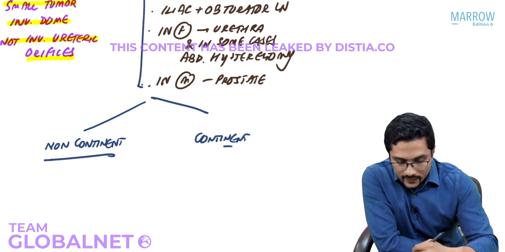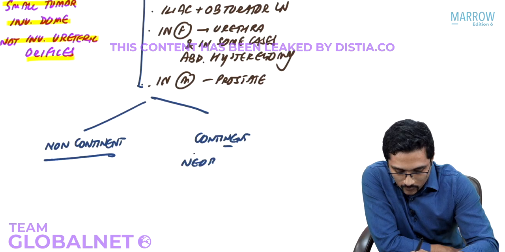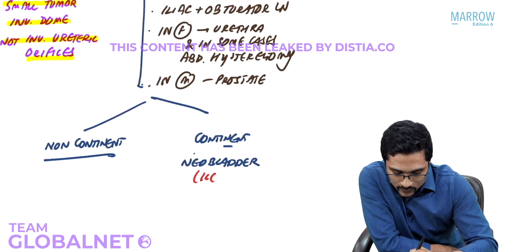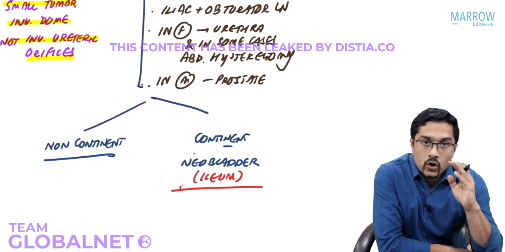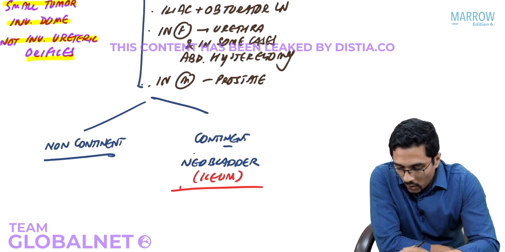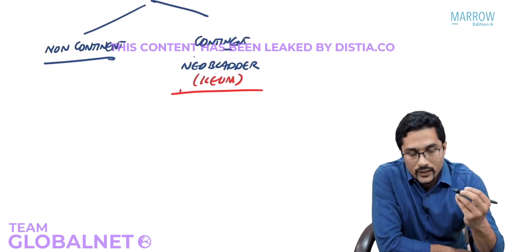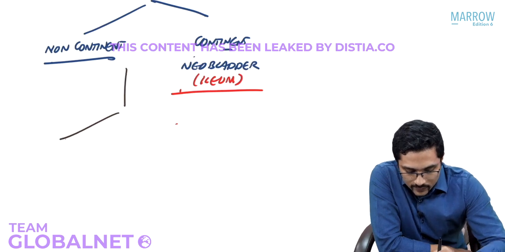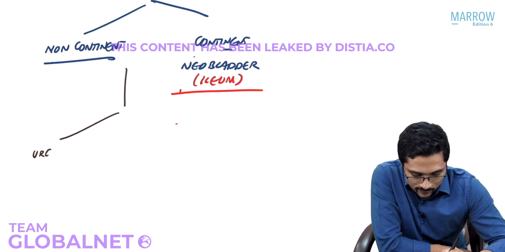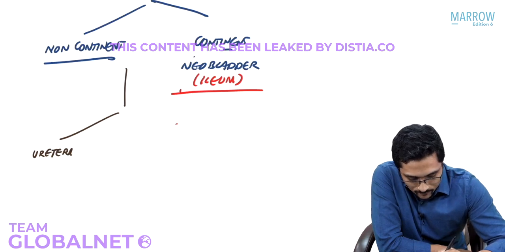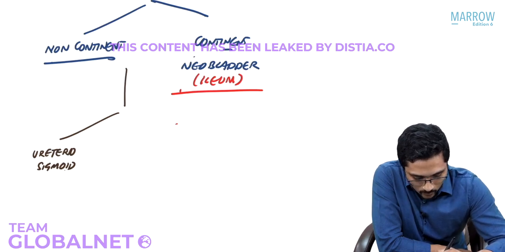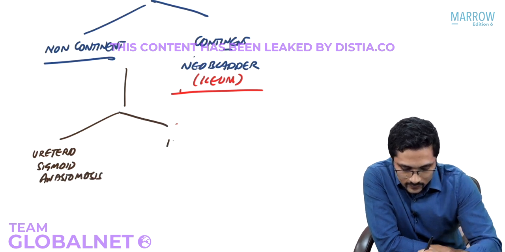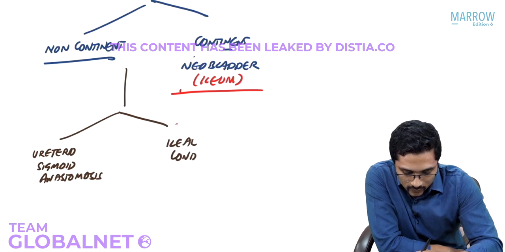So continent urinary diversion is the creation of a neo bladder, where you create a new bladder, and this new bladder is created using ileum. That is a continent urinary diversion. Non-continent urinary diversions are done more frequently, and there can be two options here. Either ureterosigmoid anastomosis can be done, or the patient can have an ileal conduit.